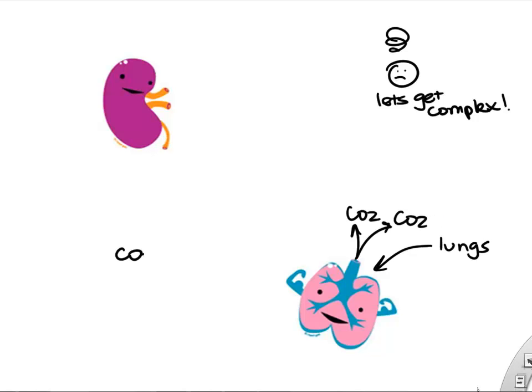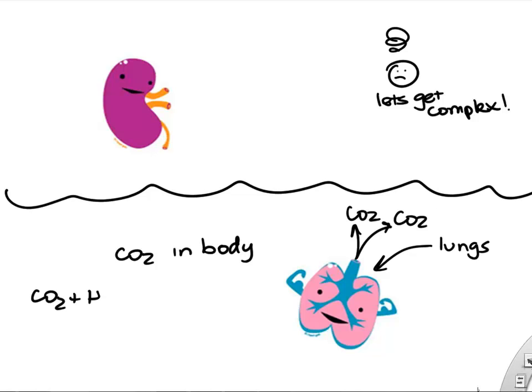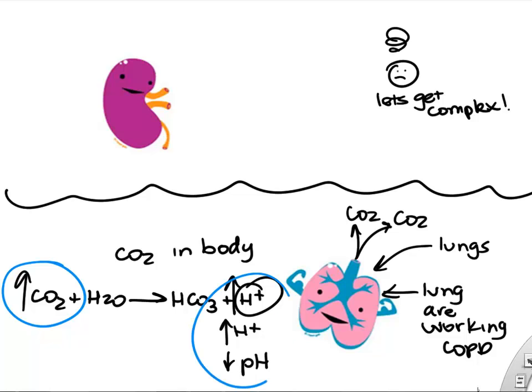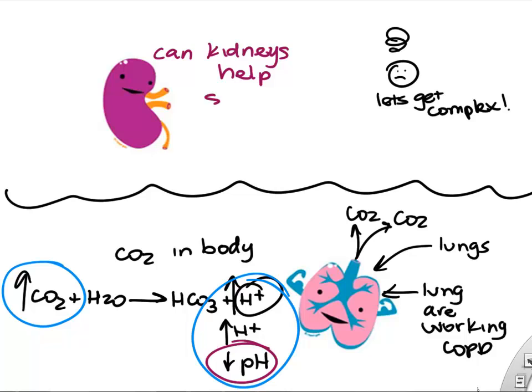So let's say, for example, your lungs' job is to get rid of CO2, and so remember, CO2 can react with water to create bicarbonate and hydrogen ions. Hydrogen ions change your pH. So if the lungs ever aren't working correctly, like COPD, sometimes the CO2 can go up in your body, which increases hydrogen ions and decreases your body pH, makes you more acidic. So how can the kidneys help?